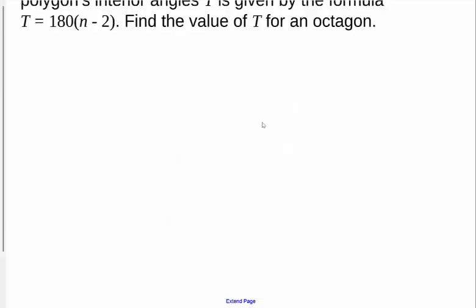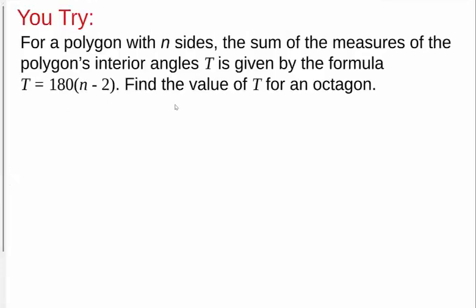Okay, now an example for you to try yourself. It says, for a polygon with n sides, the sum of the measures of the polygon's interior angles, t, is given by the formula t equals 180 times n minus 2. Find the value of t for an octagon. Pause the video and see if you can do this problem, and then when you come back, you'll see if you get the answer correct.